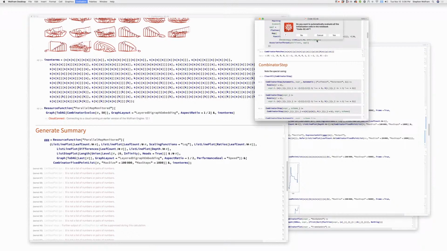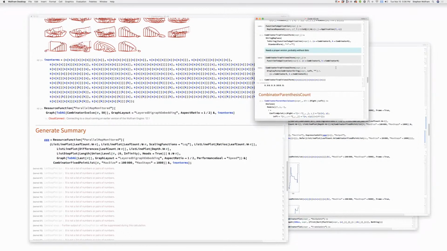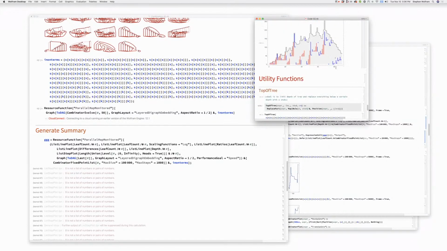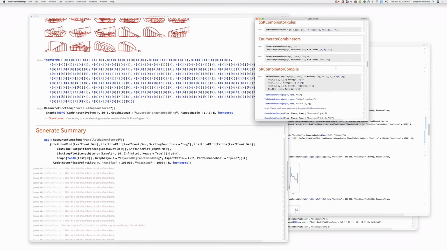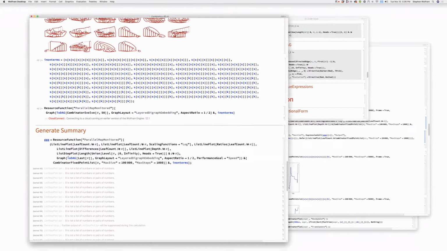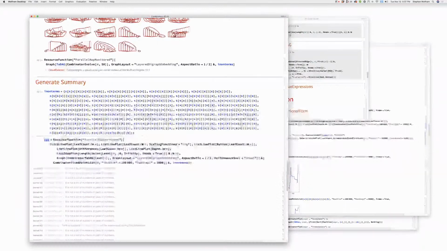Okay, let's go ahead and do that again. Did I end up putting the DAG? I did, in the conversions. Combinator to DAG. All right, let's try this again. Okay, this will have to relaunch all the kernels.